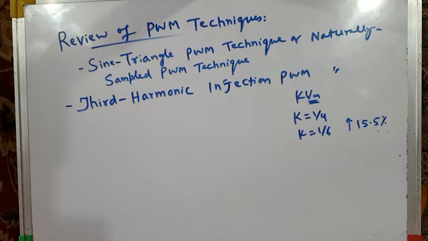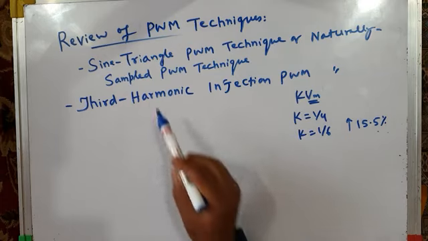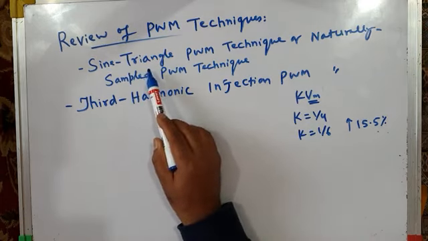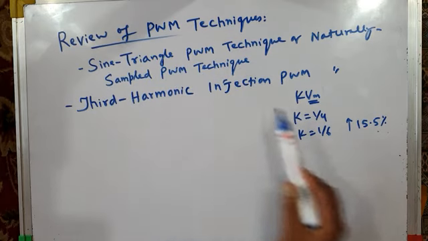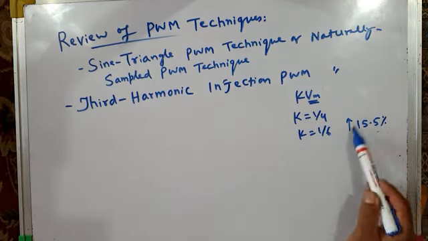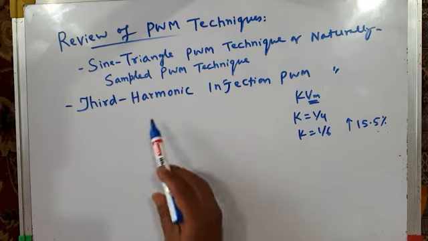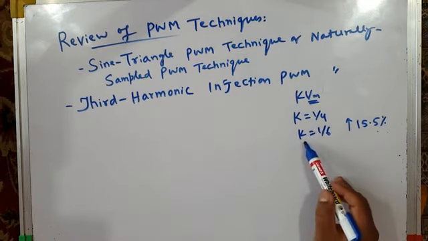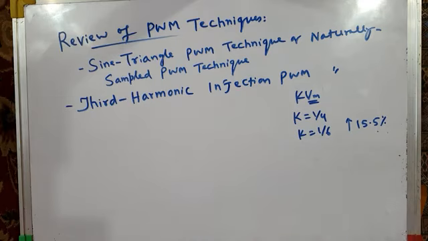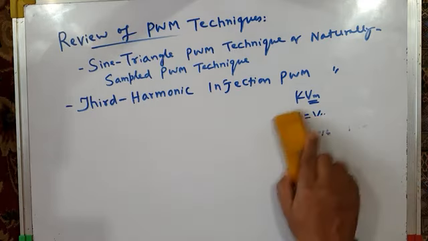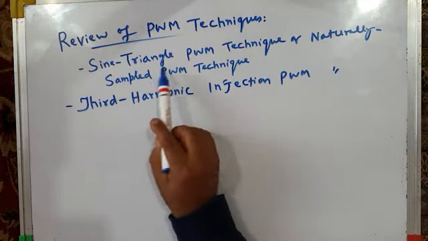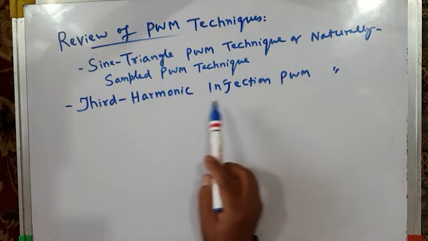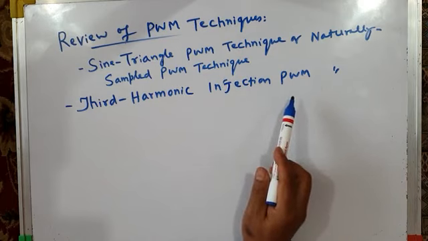The peak value of the fundamental component of inverter output voltage, which is produced by sine triangle PWM, is increased by about 15.5% if you apply third harmonic injection PWM technique for K equal to 1 by 6. So we have studied both the cases, K equal to 1 by 4 as well as K equal to 1 by 6.